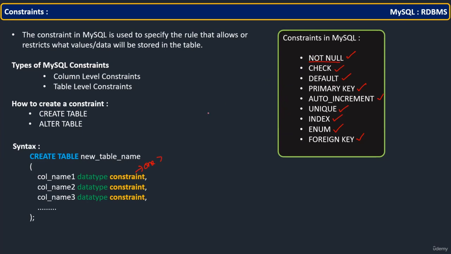Overall, this is the constraints part, try to understand it in a simple manner. You are just defining the rules in the form of these keywords. Those rules you can create while you are creating a table, or you can alter the table also. So let us see each keyword, each constraint, in separate lectures next.